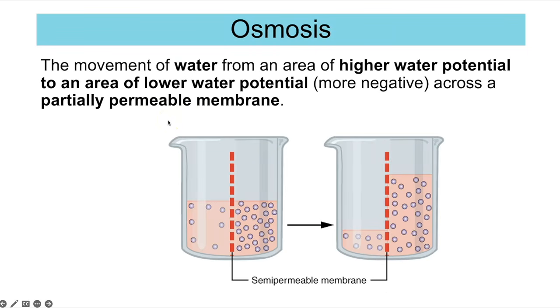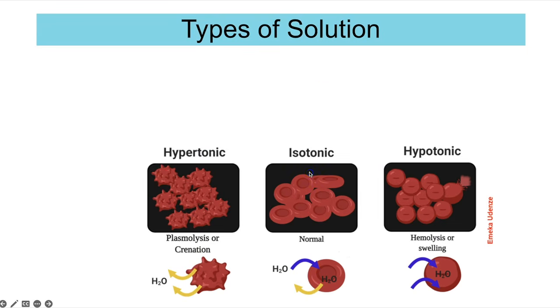Water moves across the membrane by osmosis. So your definition of osmosis is the movement of water from an area of higher water potential to an area of lower water potential, or more negative, across a partially permeable membrane.